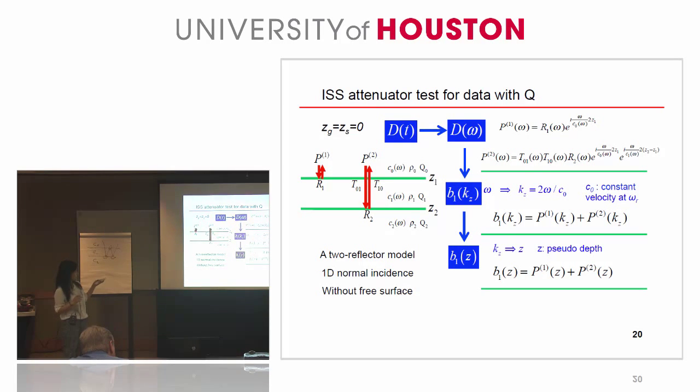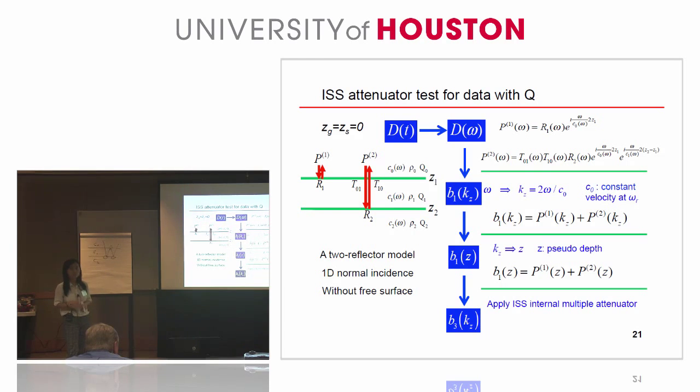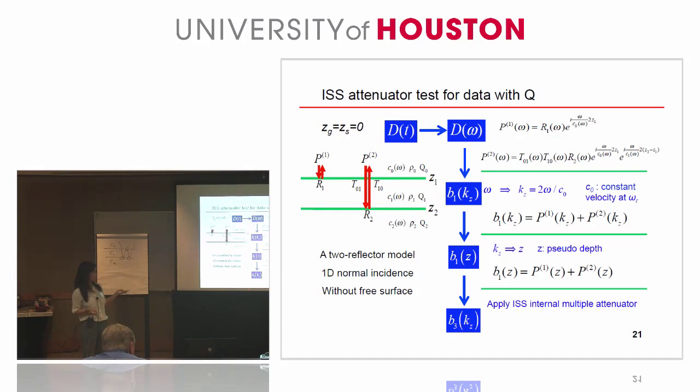In other words, the first primary is generated at a shallower depth than the second primary, and in the pseudo-depth domain this relationship will be kept. Now with b1(z), we can apply the ISS internal multiple attenuation algorithm to have our predicted internal multiple in the vertical wavenumber domain. After that, we can transform the data back to the time domain to have our final prediction.